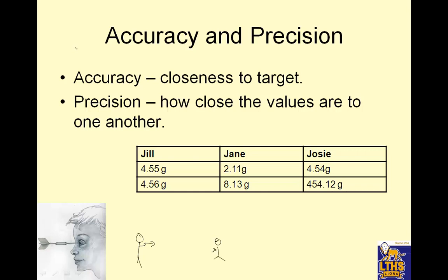But whenever I throw it, I hit Olivia right in the ear. Throw another dart aimed at Ahmed, hit Olivia in the ear. I'm not accurate. I'm not very close to the target. I'm aiming for his pupil right here, but I'm really hitting poor Olivia over here. Accuracy is close to the target. Precision is how close the values are to one another. I like to link precision to predictability.